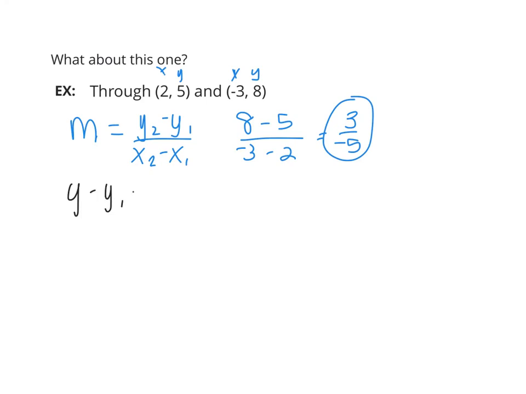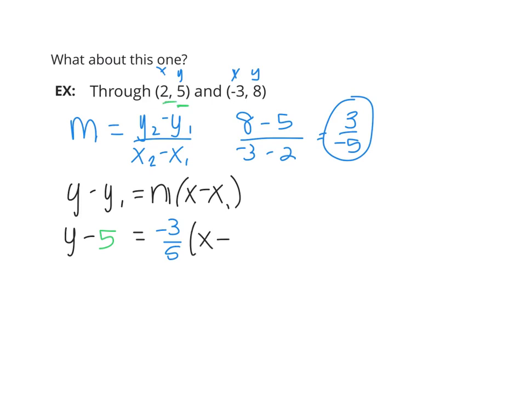Okay, so let's try using the 2, 5. Probably most of you are going to choose 2, 5 just because it's the one with no negatives in it, and we like that. Okay, so I would do y minus the y value. Well, the y value for this one would be 5, equals my slope of negative 3/5, parentheses, x minus my x value, which for this particular point would be 2. And there's your equation of the line.